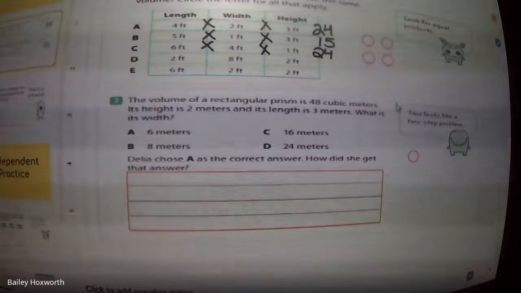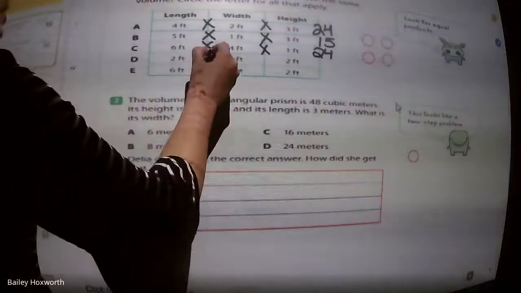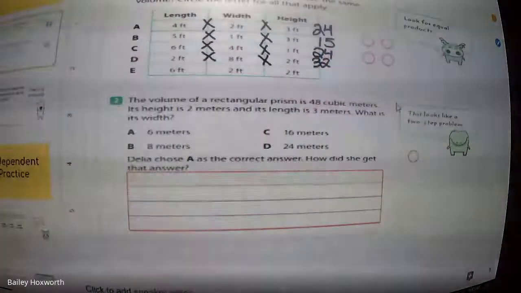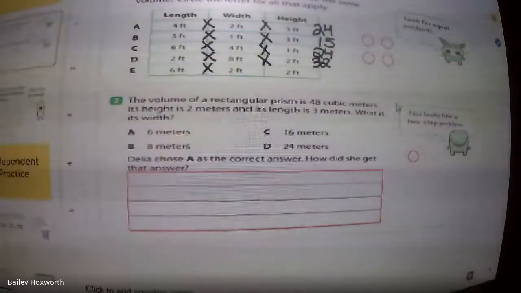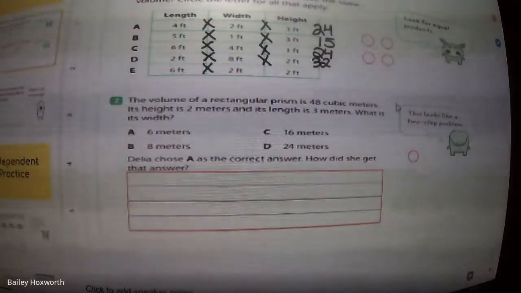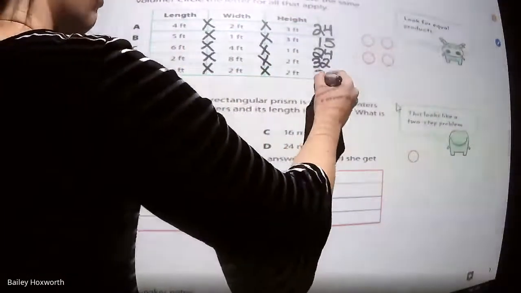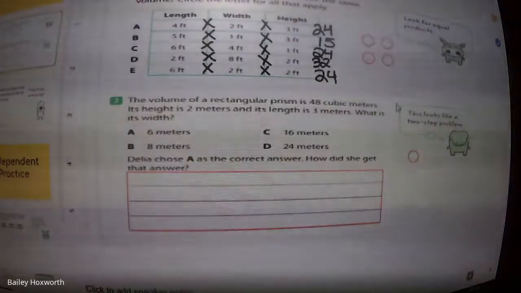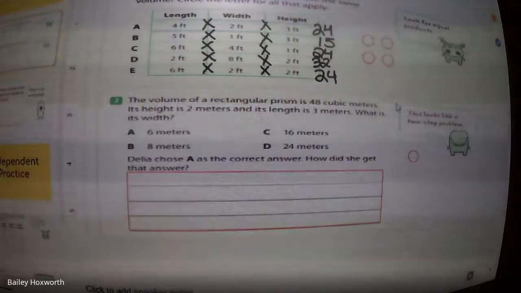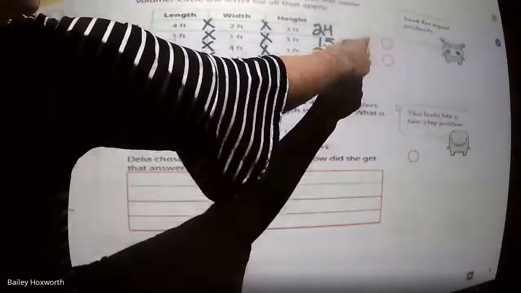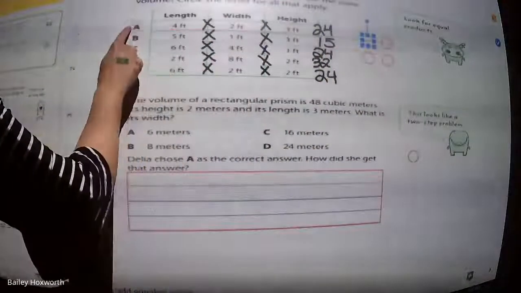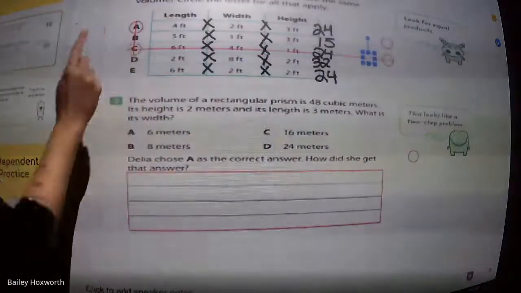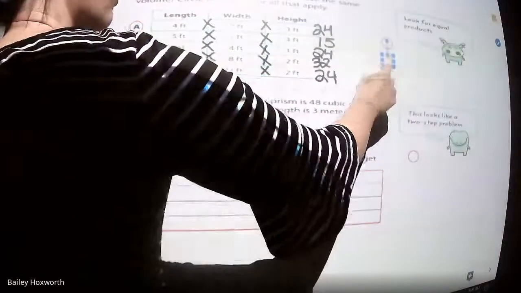Let's keep going because we have to do all of them. 2 times 8 is 16. 16 times 2 is 32. And the last one, 6 times 2 is 12. 12 times 2 is 24. So now, which ones have the same volume? A has 24, so I'm going to click and drag my red. C has 24, so I'm going to click and drag. And E has 24, so I'm going to click and drag.